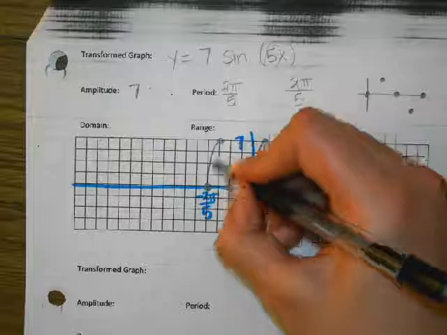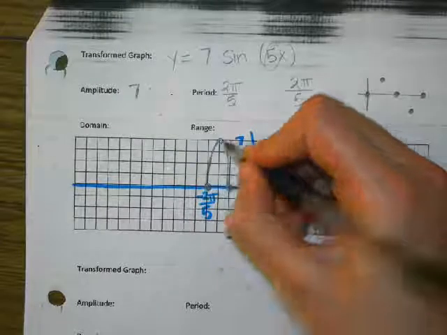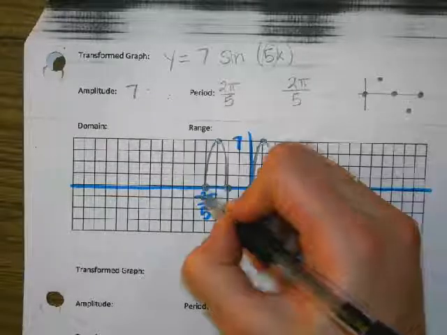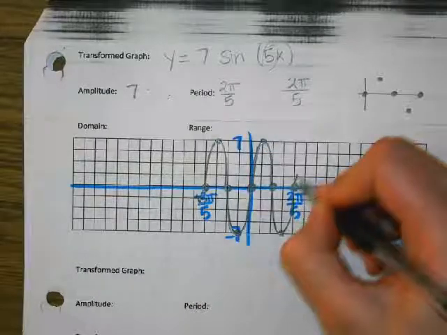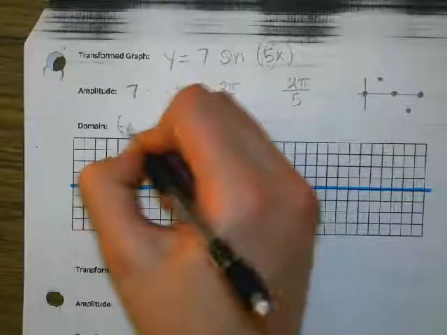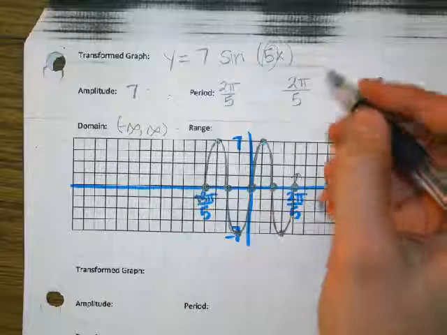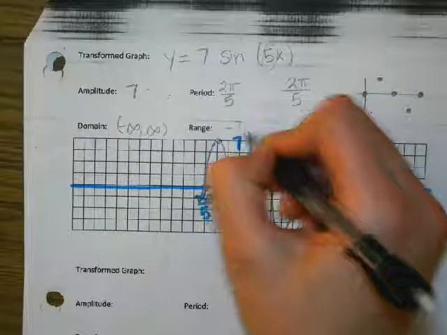So what's the domain for this graph? Negative infinity to infinity. So that's what we've been doing this whole time, putting that dot in the middle because I don't know. And the range, what's the range here? Negative 7 to 7, in brackets.